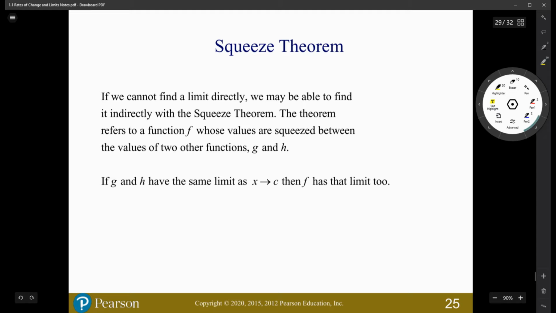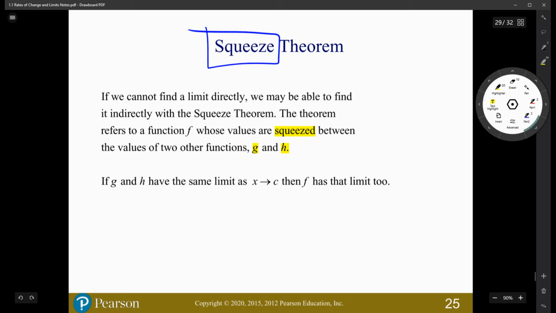All right, last part of this lesson is something called the squeeze theorem, and it goes like this. If we cannot find a limit directly, and we're going to run into those situations, we might be able to find it indirectly with the squeeze theorem. This theorem refers to a function f whose values are squeezed between the values of two other functions, g and h. And if g and h have the same limit as x approaches c, then f has that limit too.